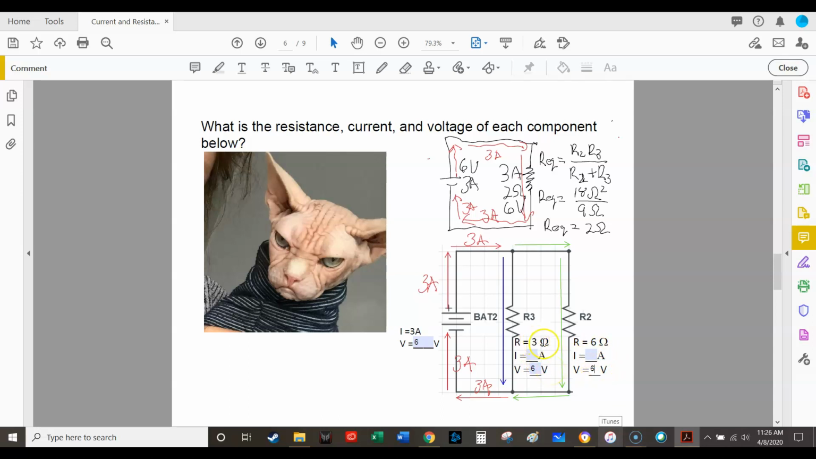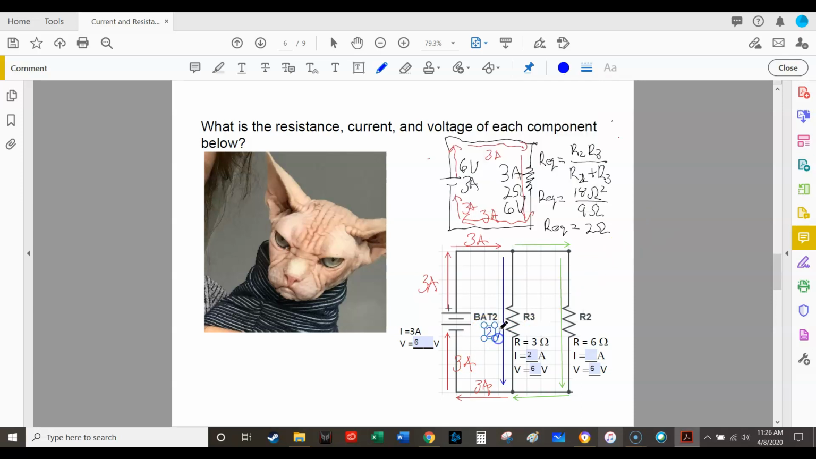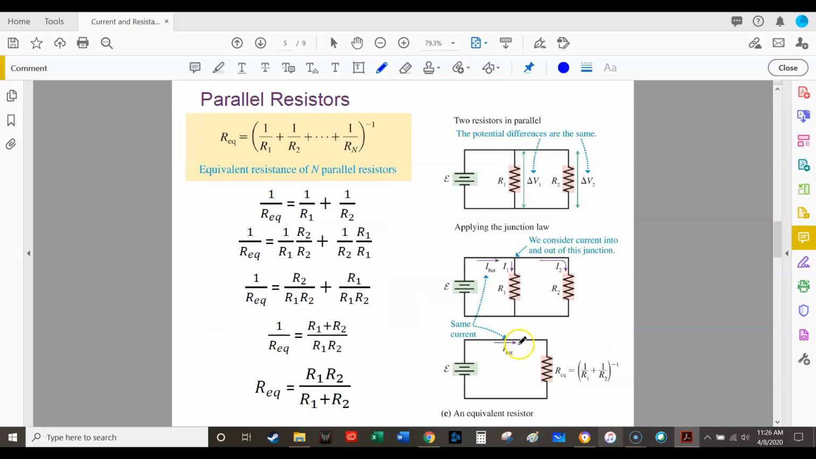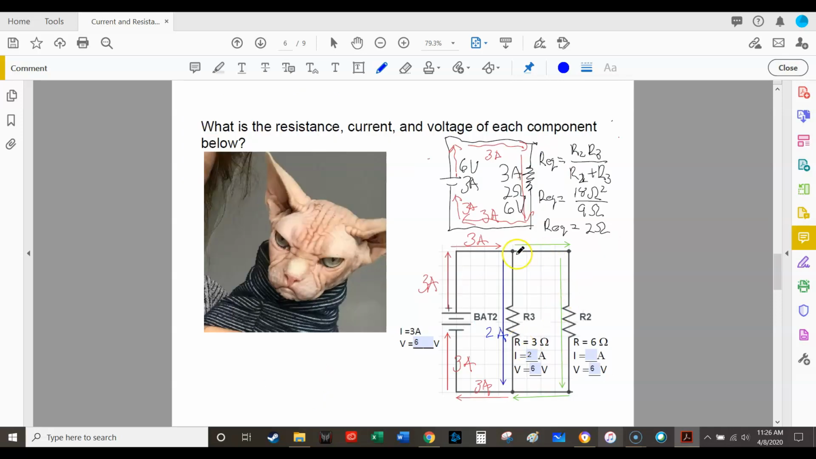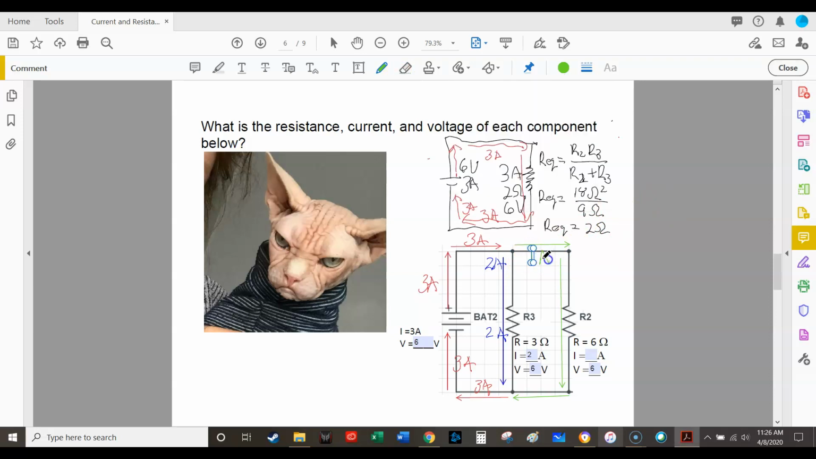Well, now we have 2 of the variables for Ohm's law. 6 volts divided by 3 ohms is going to be 2 amps. So now we know what blue is. Blue is going to be 2 amps. And that means 2 amps is leaving here. So 3 amps is coming in, 2 amps is leaving. Well, now we know what green is. Green has to be 1 amp. And this has to be 1 amp.